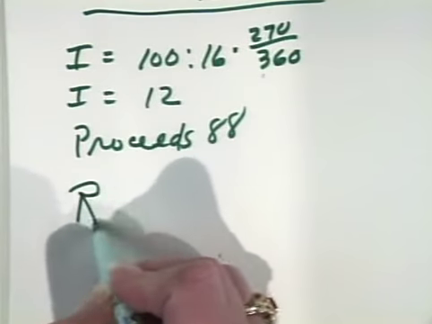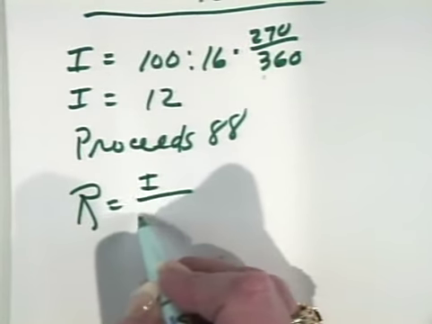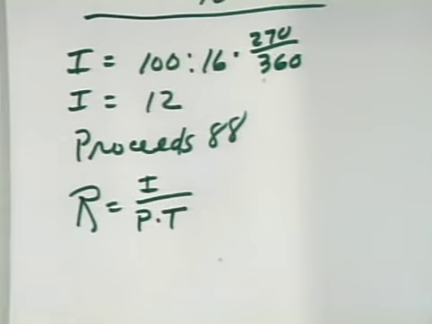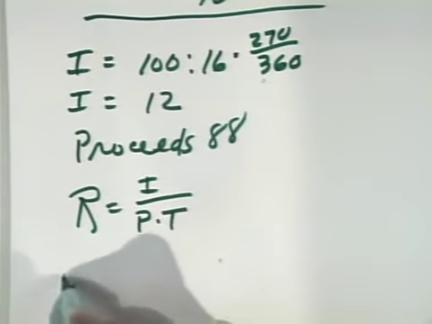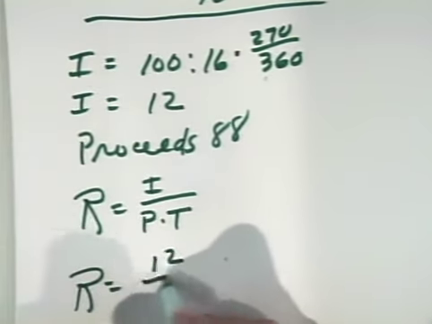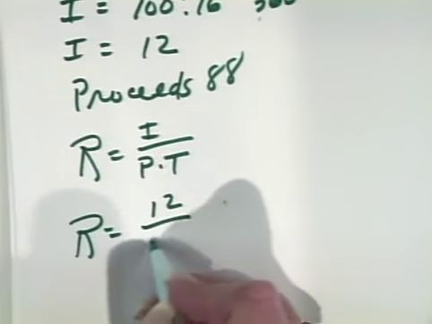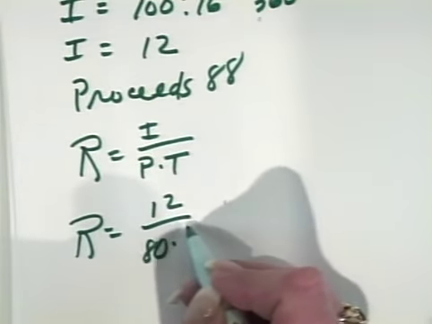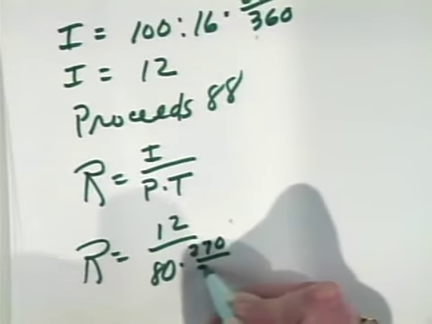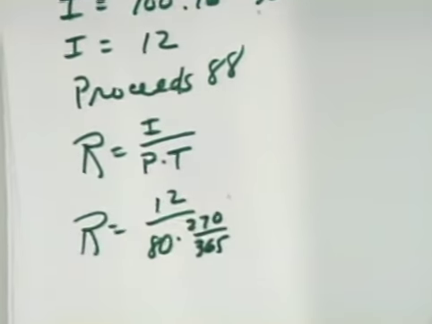To do the rate, we're going to go interest, principal, time, but in this particular case, the principal isn't really the principal, it's the amount of money, the proceeds, that you actually had to work with. He said, no, I used 270 over 365 for the time, but he knew he had some sort of a problem. Okay, so we're going to go $12 over $88 times, this is going to be 270 days. There was actually 365 days in that year.